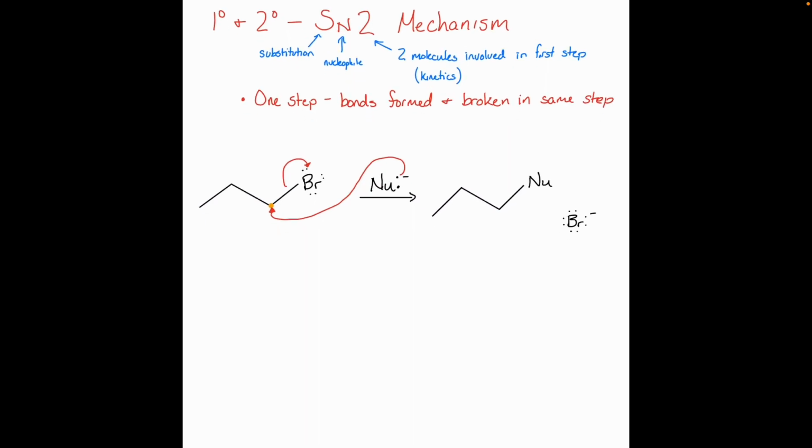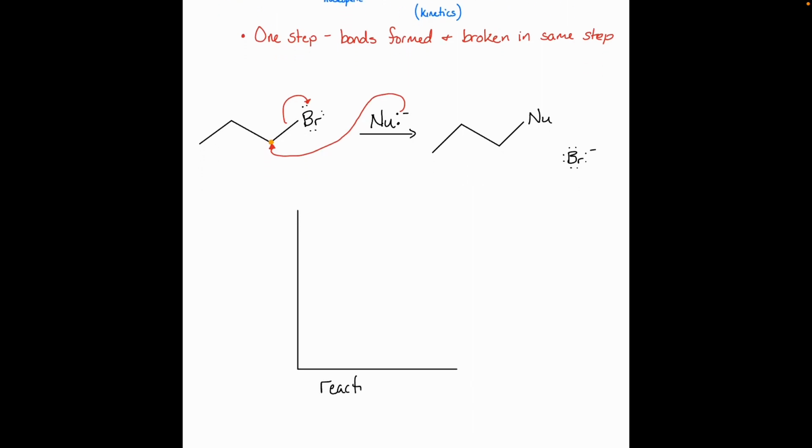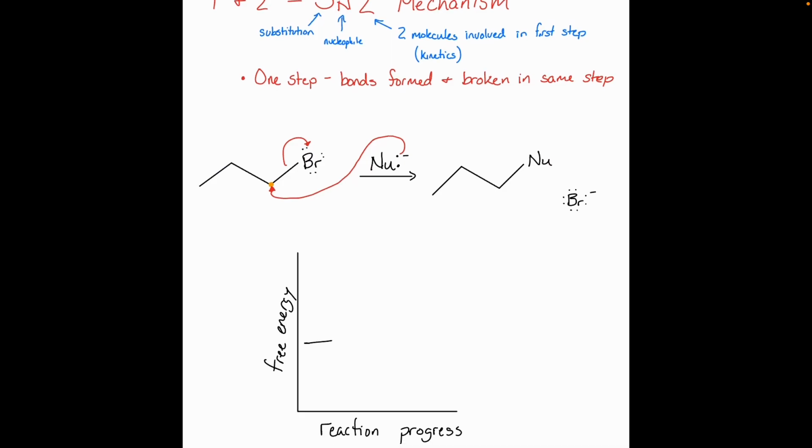So then let's draw our free energy diagram for an SN2 mechanism. Reaction progress, free energy. We can just assume that this reaction is exergonic, so our reactant free energy will be higher than our product free energy. And if the entire reaction happens in just one shot, in one step, how many little humps should I have in my diagram? Zero. Just one. Yeah, well, no little divot, right? Just one sort of mound here. Boom.